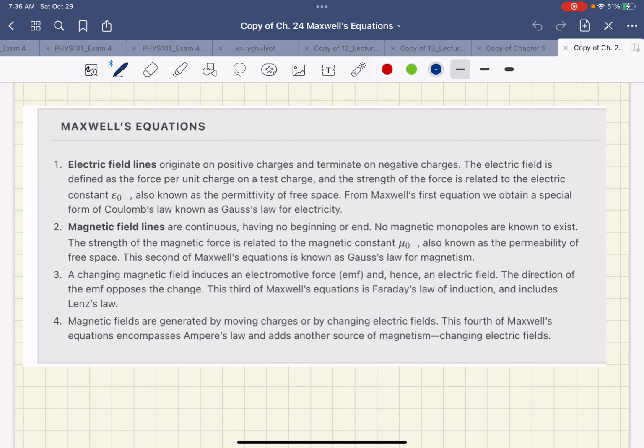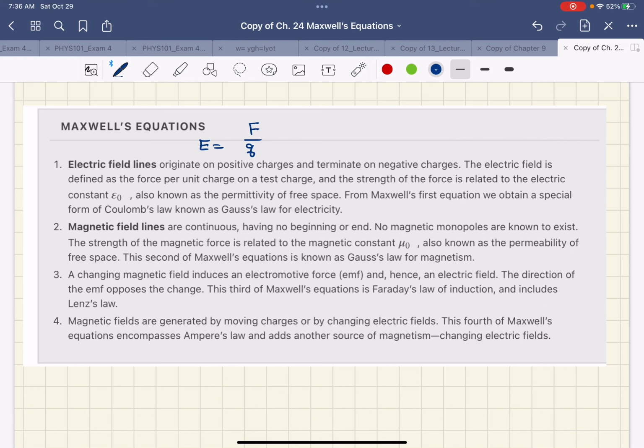The first one is talking about the electric field lines. And I would say this is a summary of what we did before. They originate on positive charges and terminate on negative charges, like we did for electric field mapping. The electric field is defined as the force per unit charge on a test charge, and the strength of the force is related to the electric constant epsilon zero. Remember these all, like here we define the electric field as force divided by Q.